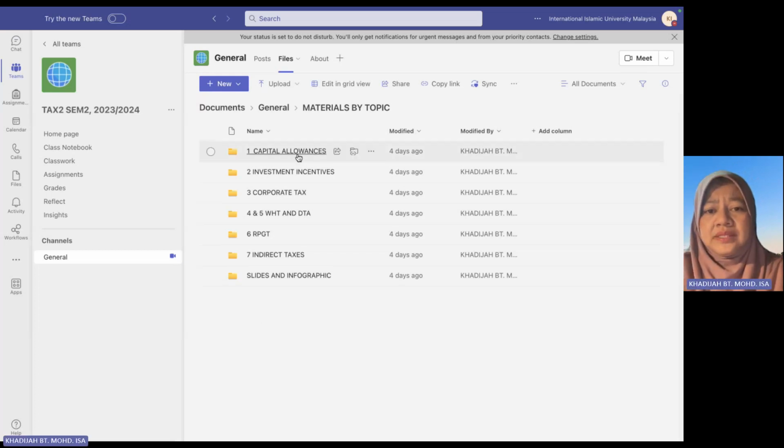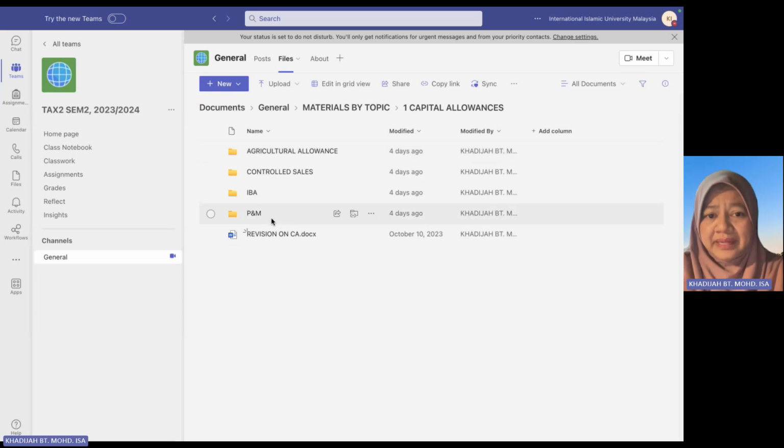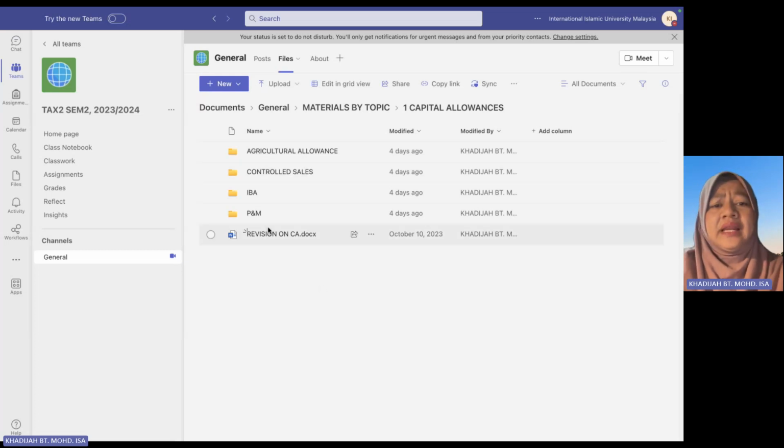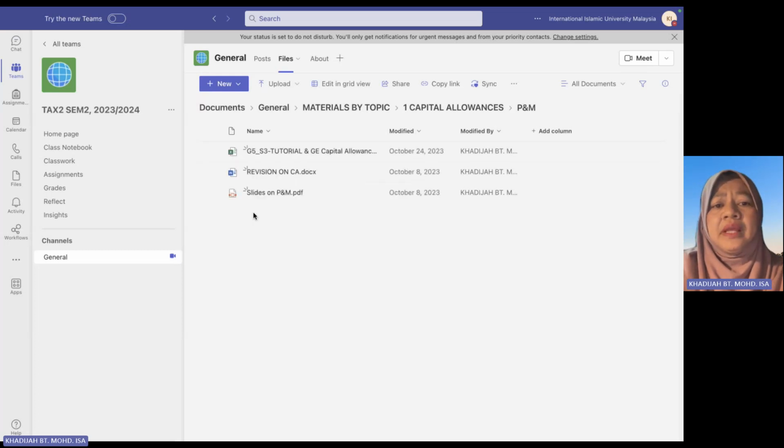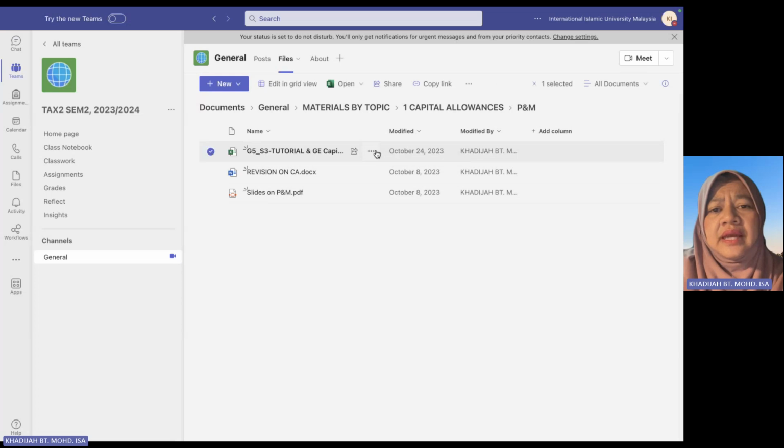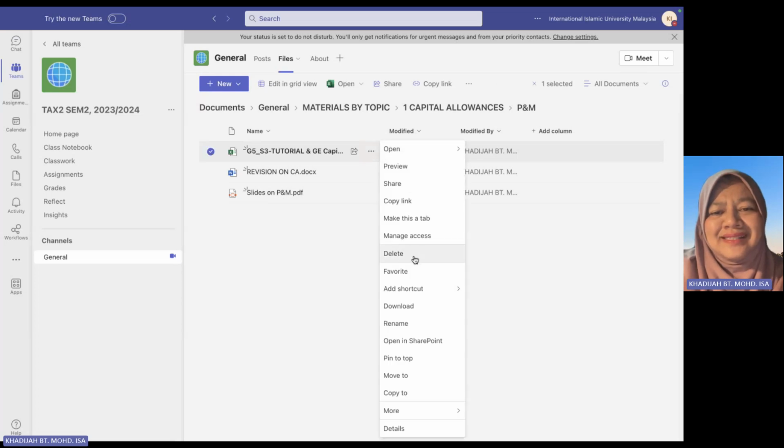Under capital allowance, we have plant and machinery, industrial building allowance, controlled sales, and agriculture allowance. Forest allowance is not there because it's too short. And I have also given you, for example, under plant and machinery, the slides on plant and machinery that you can refer to, prepared by my previous student as well. You have this tutorial question. Why do I have the answer here? I should remove this answer first.